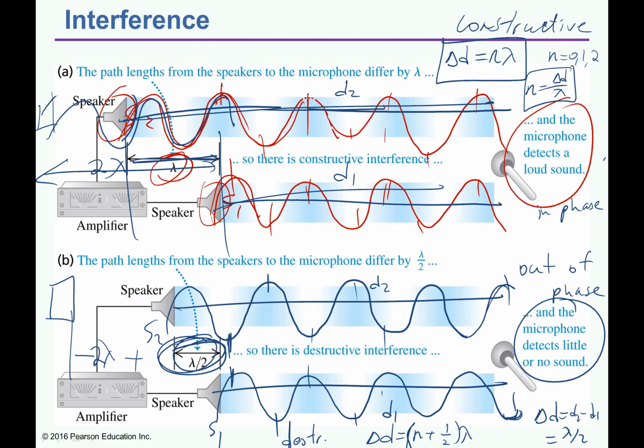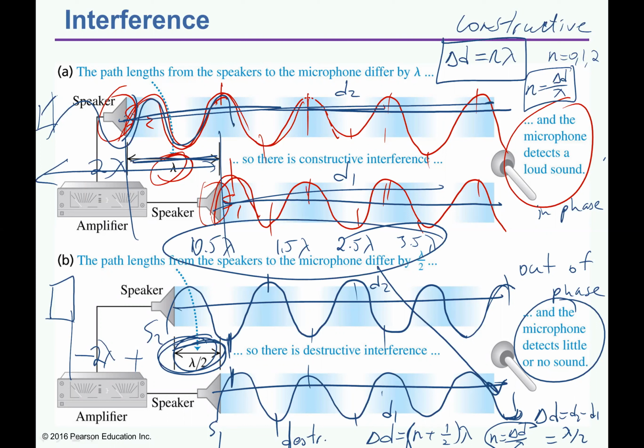So under which condition you're going to get constructive, and under which destructive, you're going to get this. Then, for example, if I'm calculating N for this, if I do delta D over lambda, I'm going to get, let's say, 0.5, 1.5, 2.5, or 3.5. You can see those are all going to be the solutions for destructive interference.